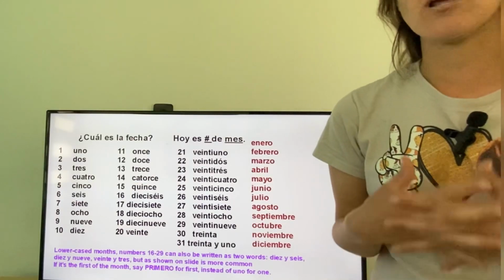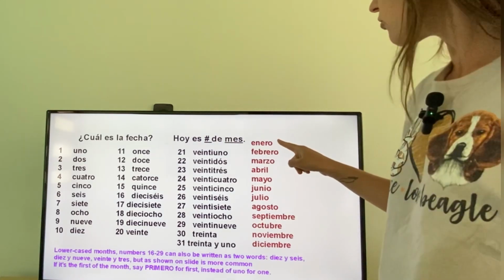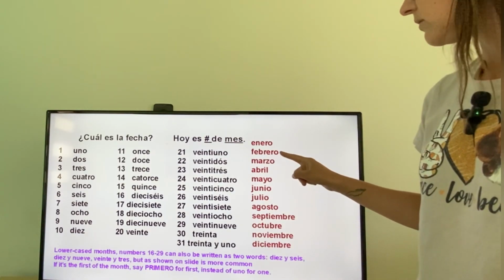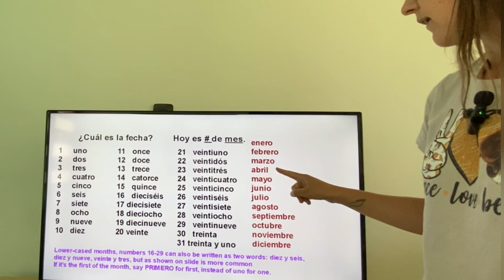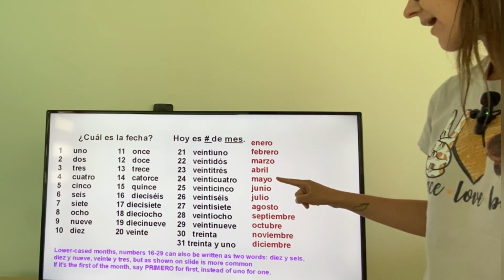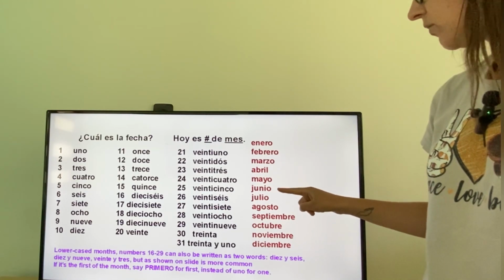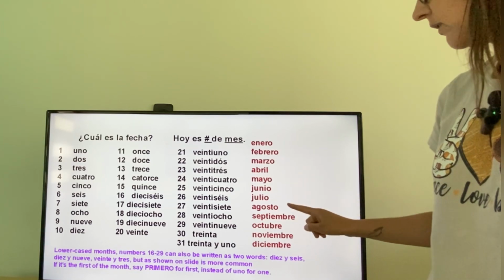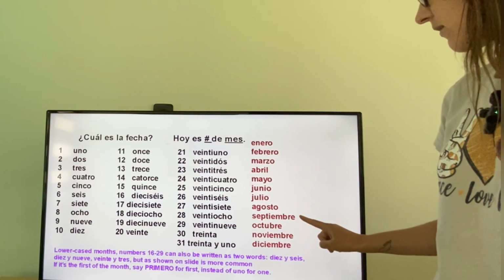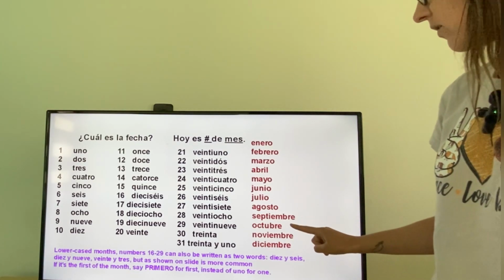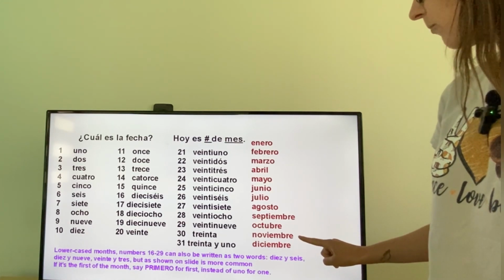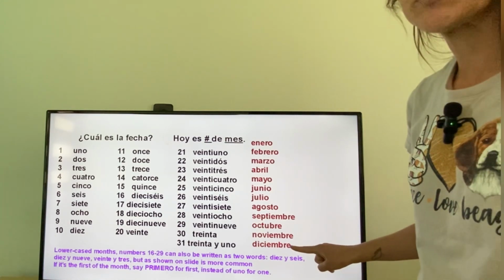And the pronunciation of the months, repite. Enero, febrero, marzo, abril, mayo, junio, julio, agosto, septiembre, octubre, noviembre, diciembre.